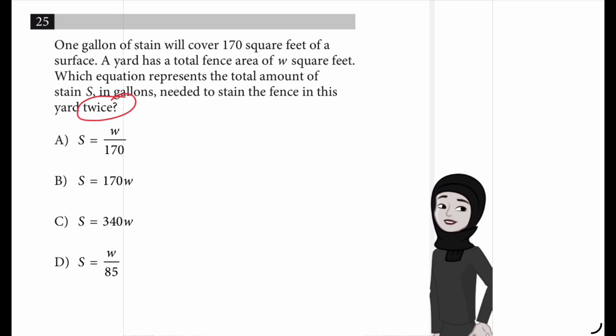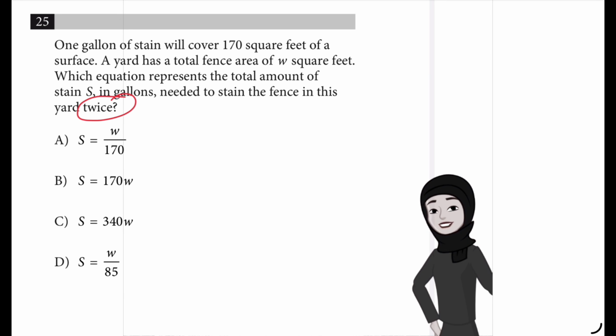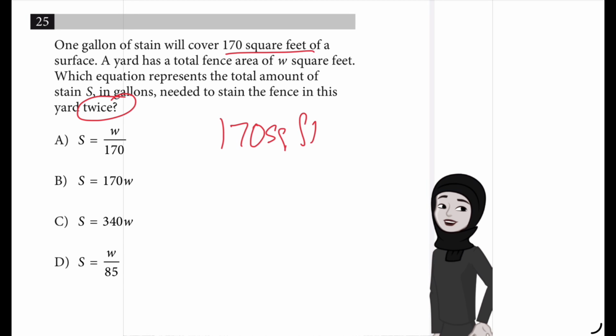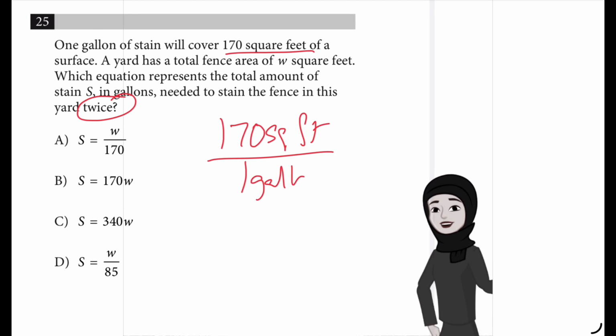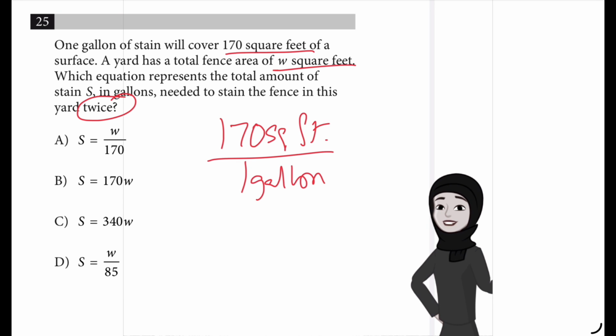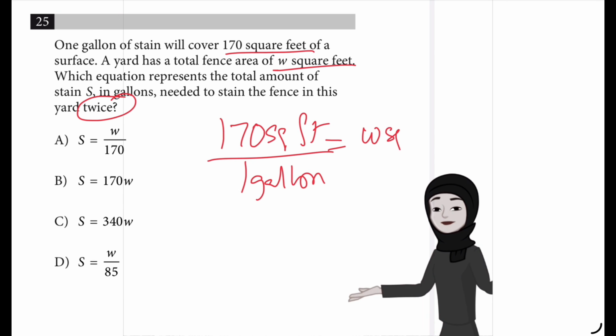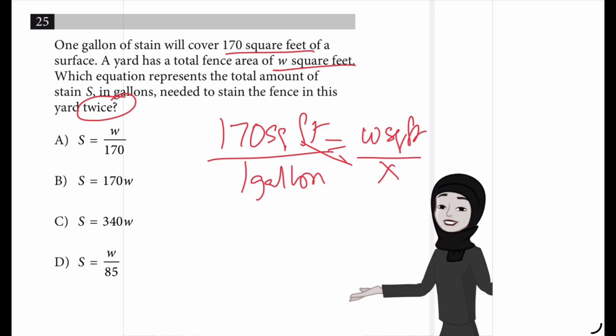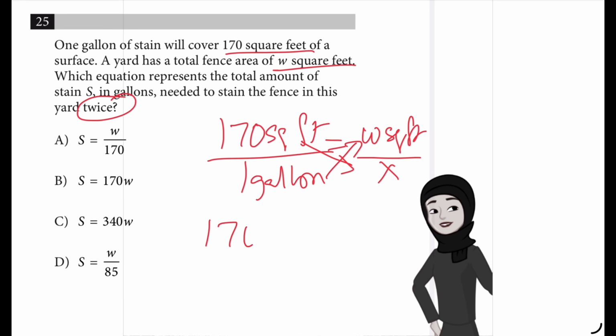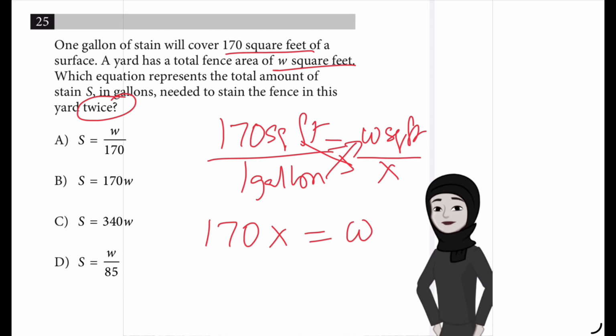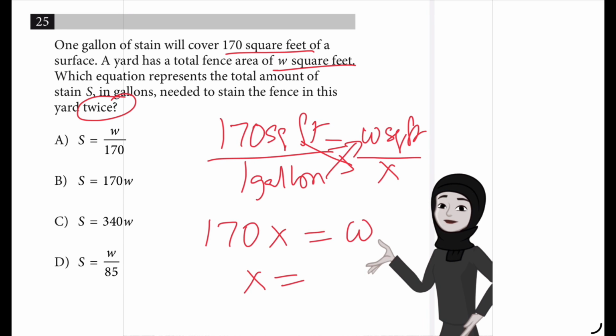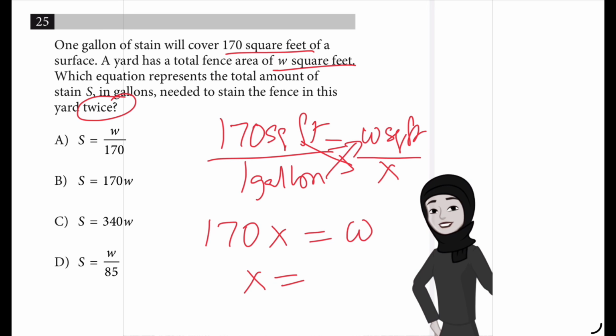So, if we calculate for one time, we have to double it later. What is given is that for 170 square feet, 1 gallon is needed. And if the total fence area is W square feet, how many gallons are needed? We can represent that, let's say, by X. So 170X is equal to W after cross multiplying, and therefore X, or the amount of gallons needed, would be, if you divide both sides by 170, W divided by 170.